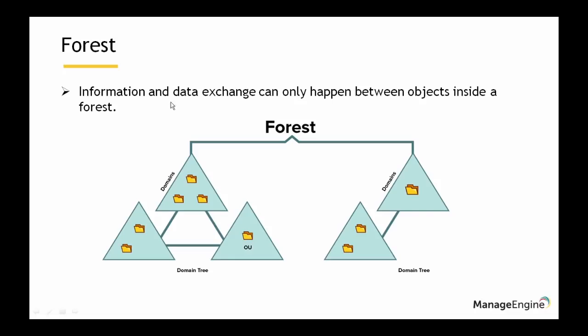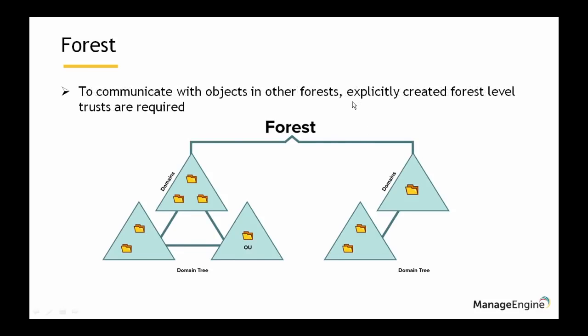So talking about information and data exchange, this can only happen between objects inside a forest. If you'd like to communicate or access resources belonging to a different forest, you need to have something called Active Directory trusts. I'll be talking about trusts in the later part of the video.